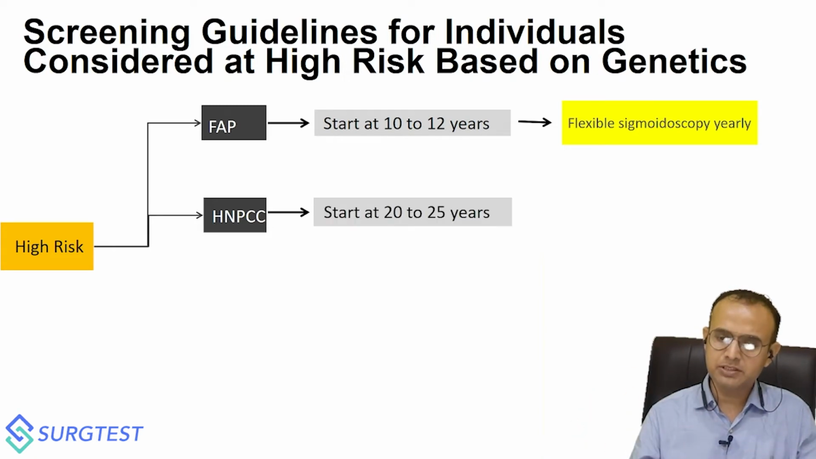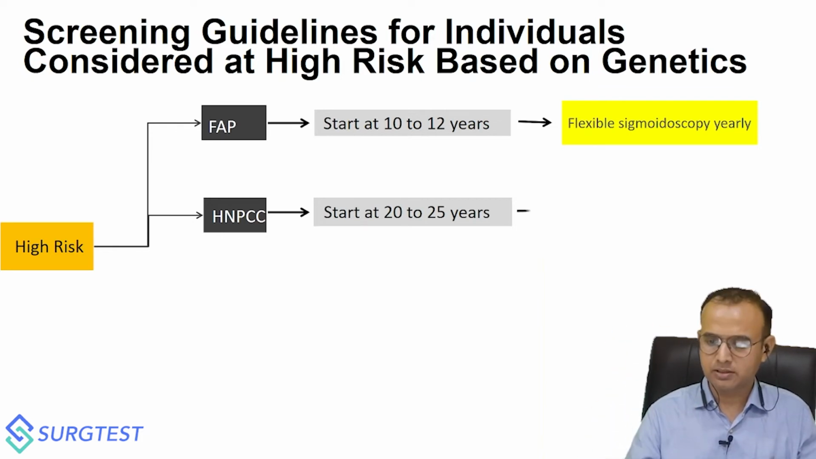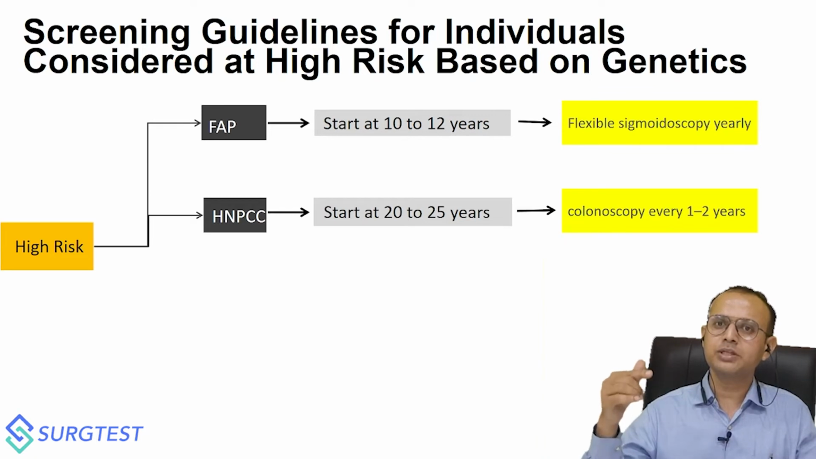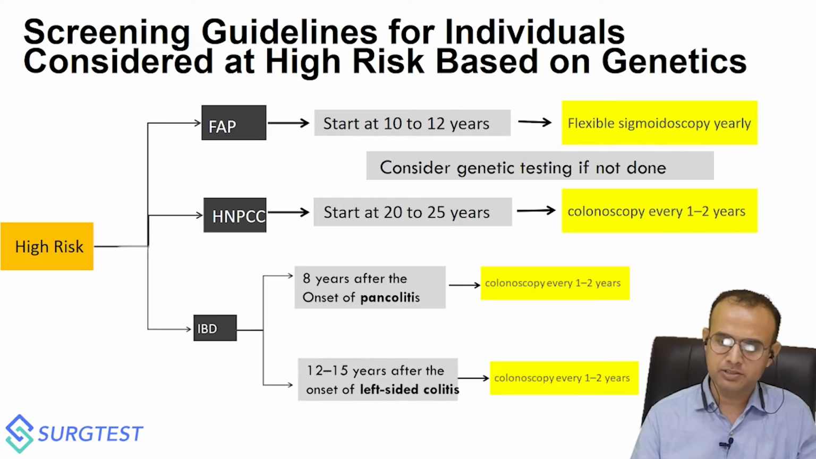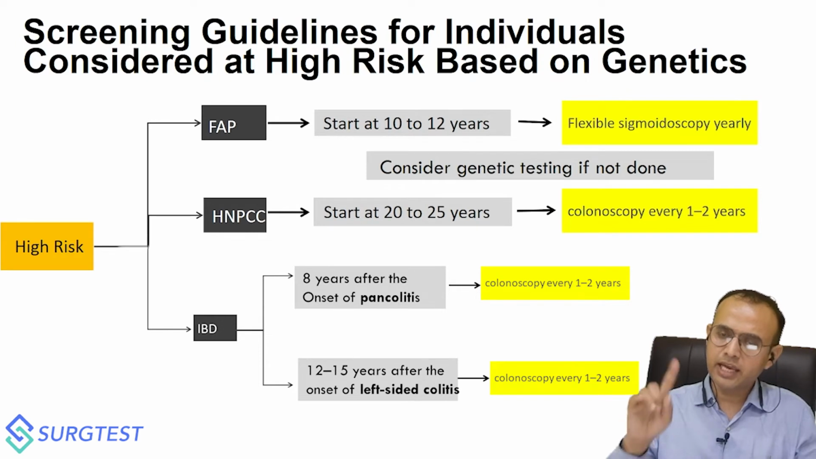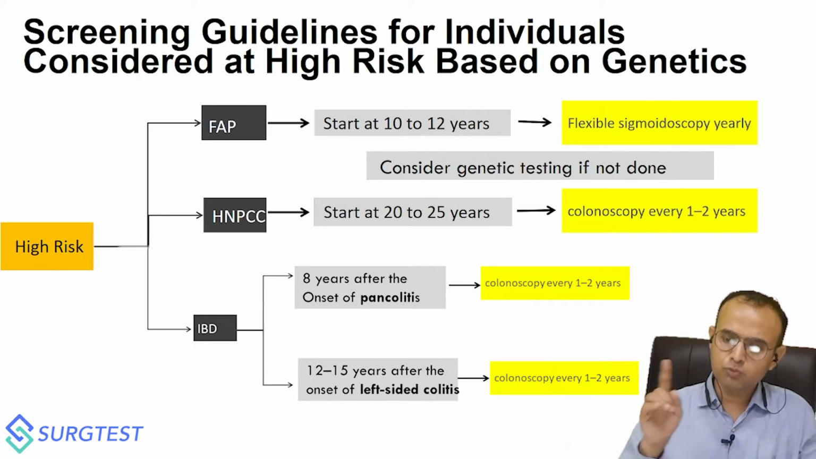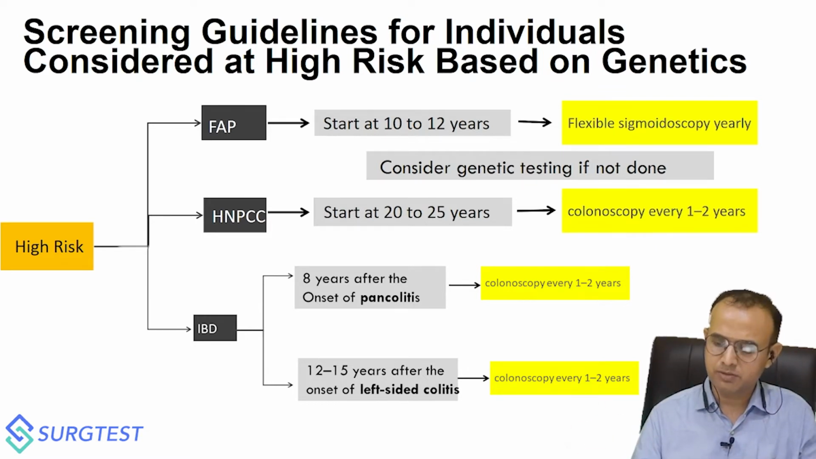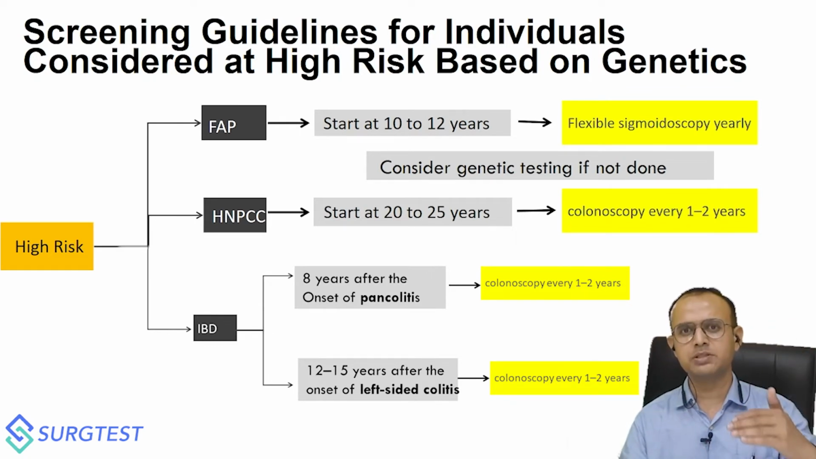In HNPCC, start the screening colonoscopy at 20 to 25 years and repeat colonoscopy every 1 or 2 years. These patients are considered genetic cases if genetic testing is not done. In IBD, 8 years after the onset of pancolitis, we have to do colonoscopy every 1 or 2 years. If 12 to 15 years after the onset of left-sided colitis, we have to do colonoscopy every 1 or 2 years. Means we have 3 categories: FAP, HNPCC, IBD.